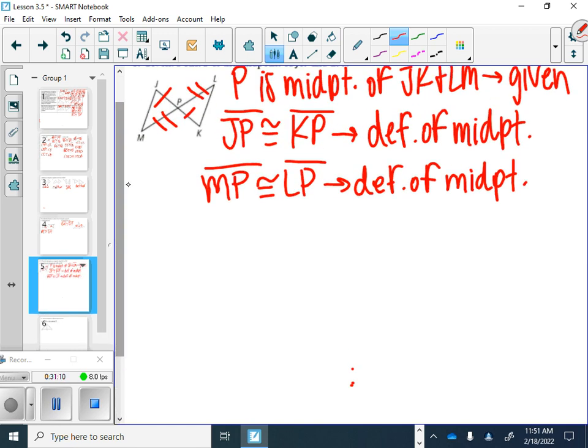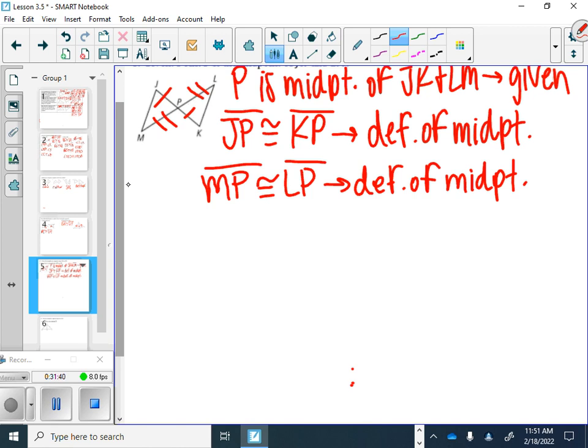then JM and LK would be congruent to each other, right? Is there anything in this problem telling me that they're going to be congruent to each other? Anything that can help me? Is there anything that is helping me in this problem to tell me that JM and LK are going to be congruent to each other? Yes or no? No. I don't think so.